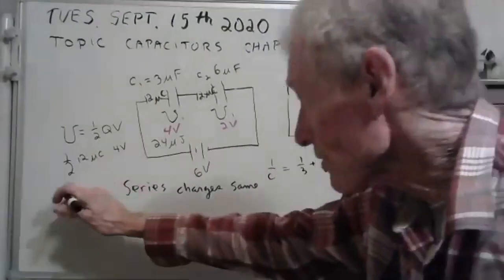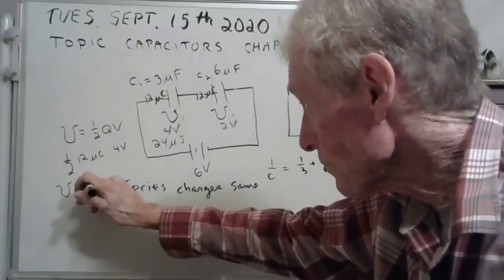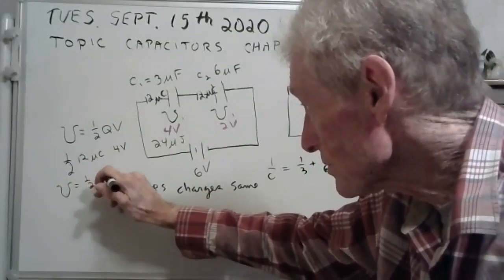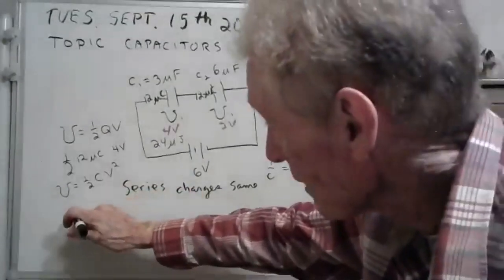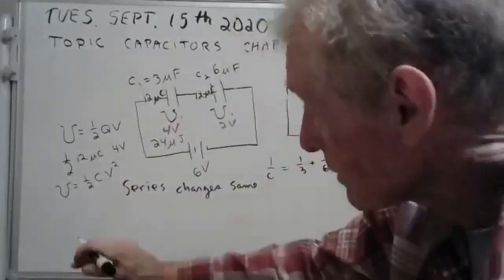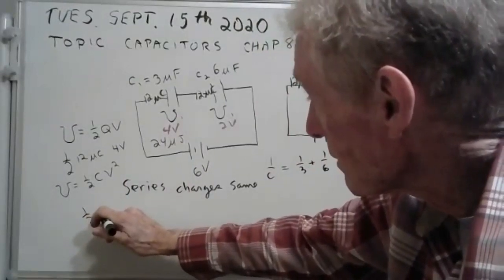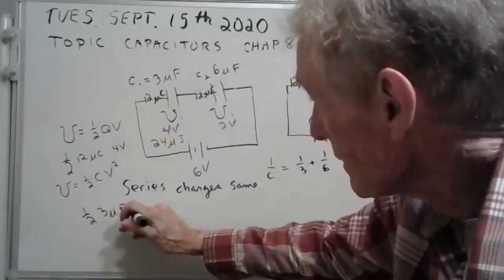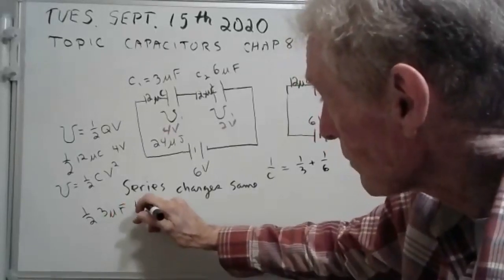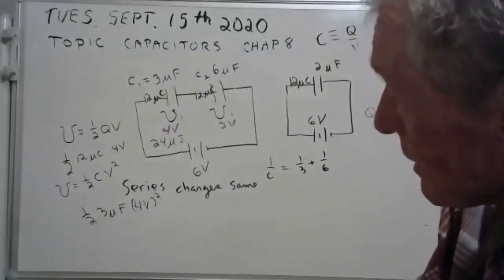Or you could use this other equation. You could go, the energy is equal to 1/2 CV squared. Let's try that. Take 1/2 of 3 microfarads times 4 volts squared. If you do that, what do you get?